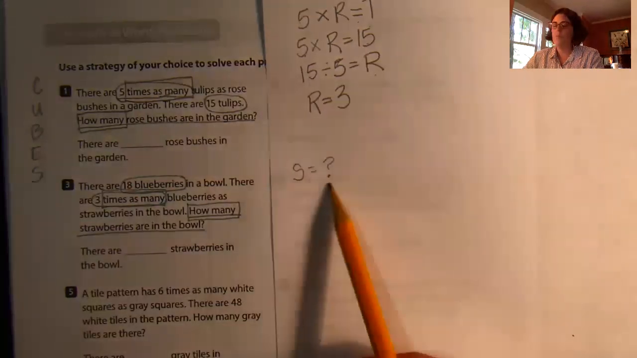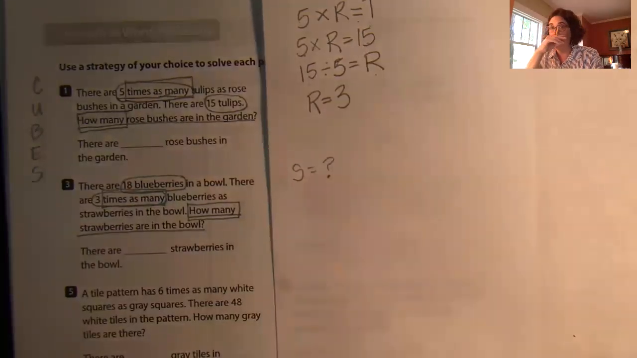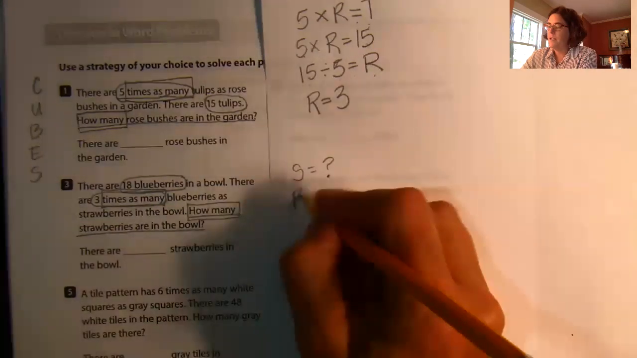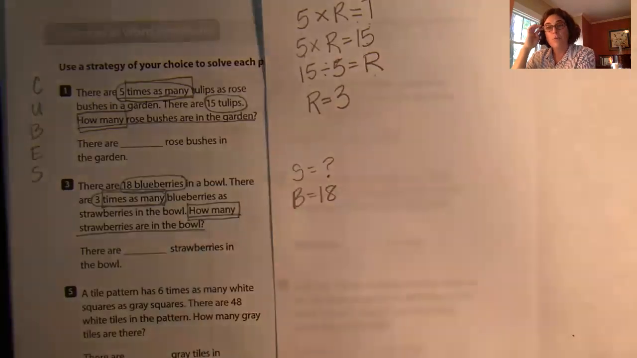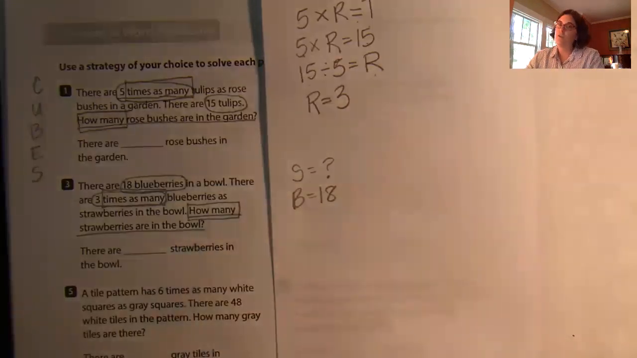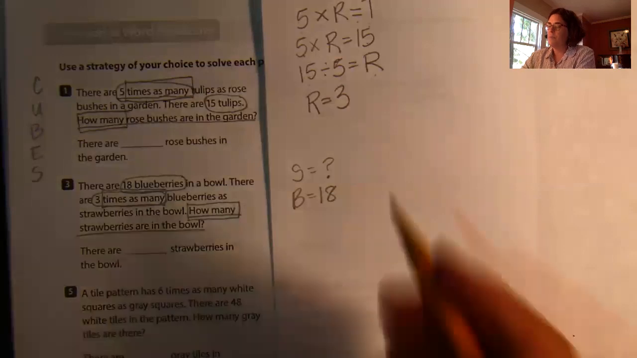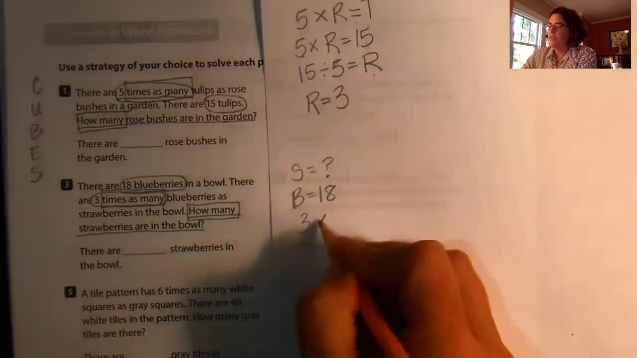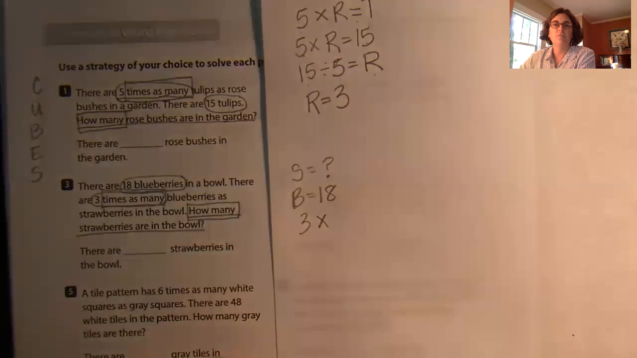We are asked how many strawberries there are. Do we know how many blueberries there are? Very good. So I'm going to write B equals 18. So we know how many blueberries there are. We don't know how many strawberries there are. Let's see what else we know. It says there are 3 times as many. So just like before, I'm going to go ahead and write 3 with the multiplication sign because I know that's what that means. Times as many means times, multiplication.